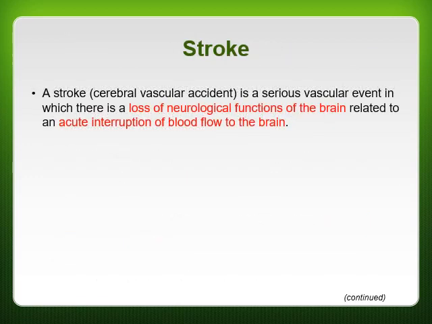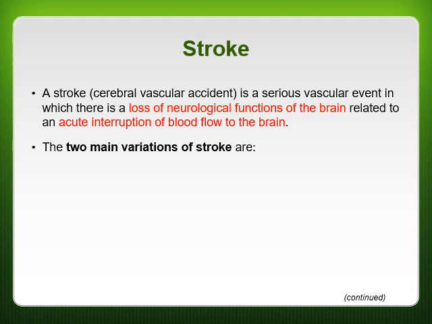The next one, our next topic, condition, disorder: stroke. A stroke, otherwise known as a cerebral vascular accident, is a very serious vascular event in which there is a loss of neurological functions of the brain related to an acute interruption of blood flow to the brain. So if the blood is not getting to the brain, we've got problems, and that's going to impact the neurological functioning of the brain. Think of it this way. I forget where I heard it this way, but I'll share it with you. We know what a heart attack is. A stroke is basically a brain attack.